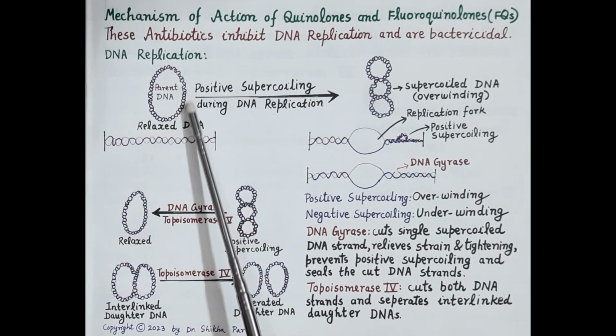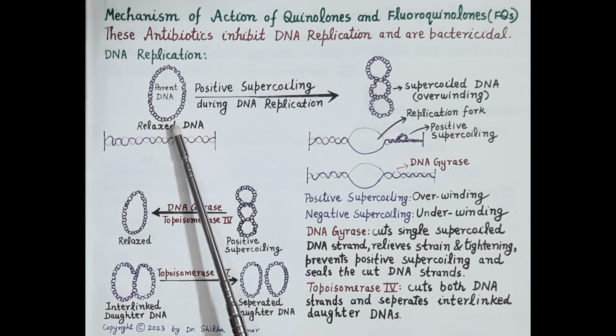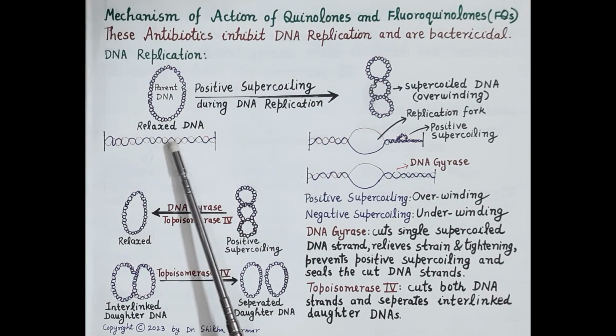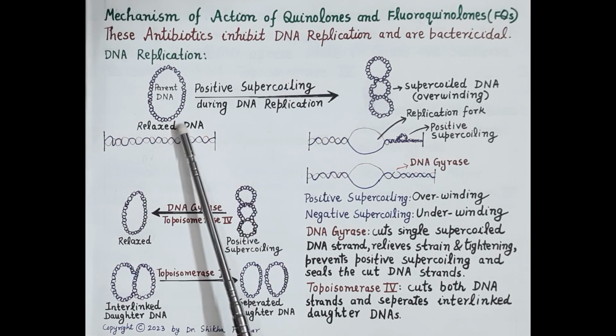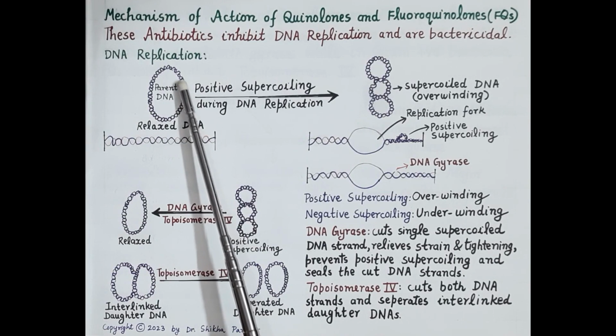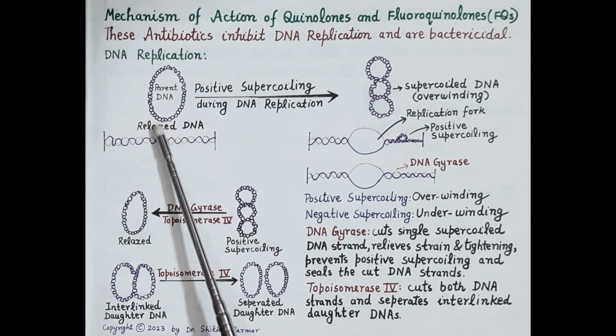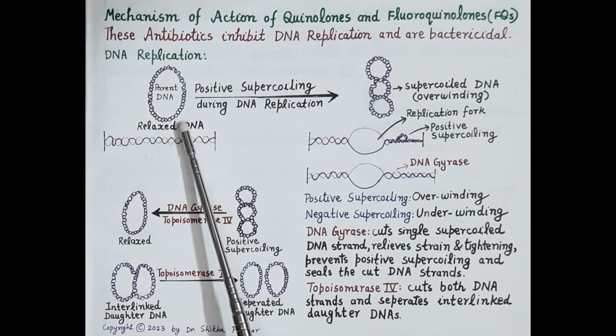This is bacterial DNA. Now, bacteria possess a circular DNA. So, this is bacterial parent DNA in a relaxed state. Now, this DNA has to replicate. As we know, DNA is made up of two strands, where one strand is wrapped around the other, forming a double helix shape.